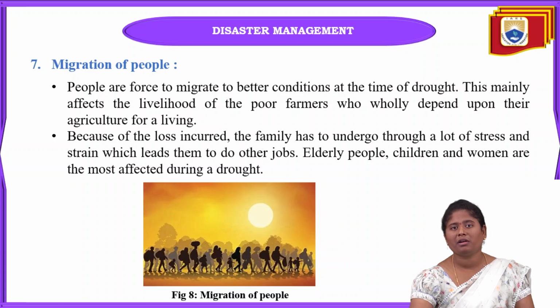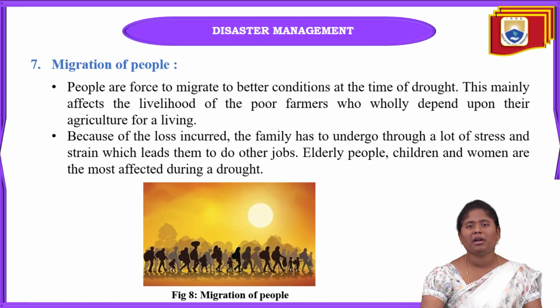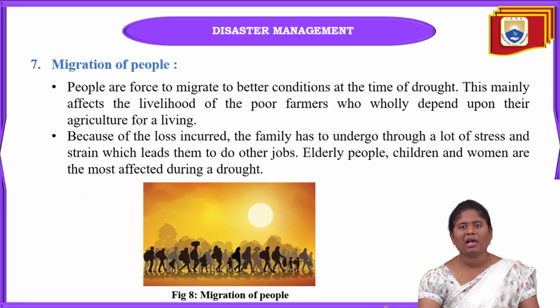What will happen to those people? Some of the people in rural areas depend only on agriculture. If these droughts occur, there will be no agriculture. They can't stay in that place because without money they can't live. So they will migrate from villages to some other towns and go for some labor work like that.